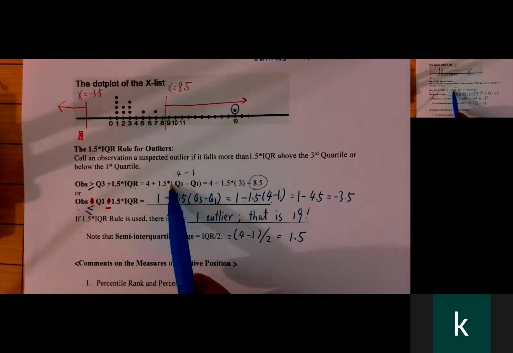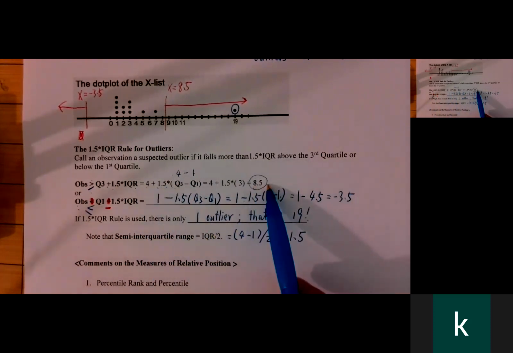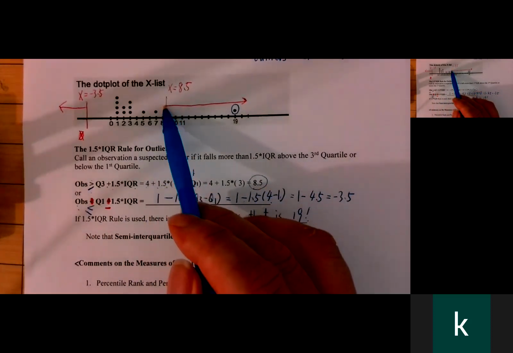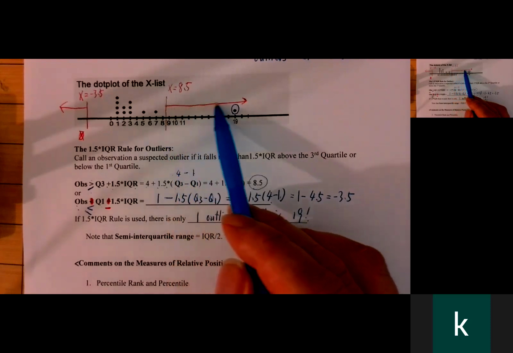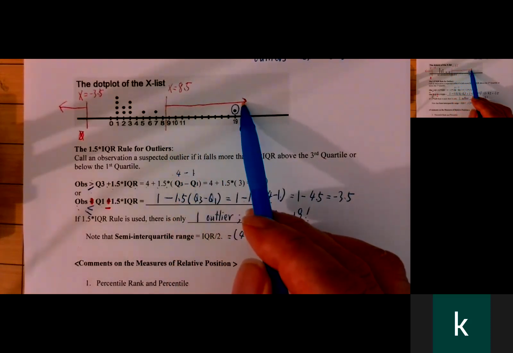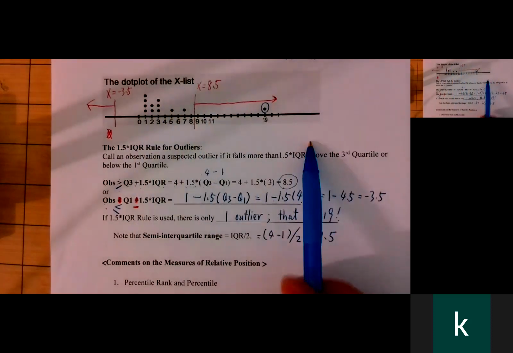3 times 1.5 is 4.5. 4.5 plus 4 is 8.5. Okay? So we can cut the line here. In this list, any number that is 8.5 or even bigger is called too big. Okay? On the other direction, okay?